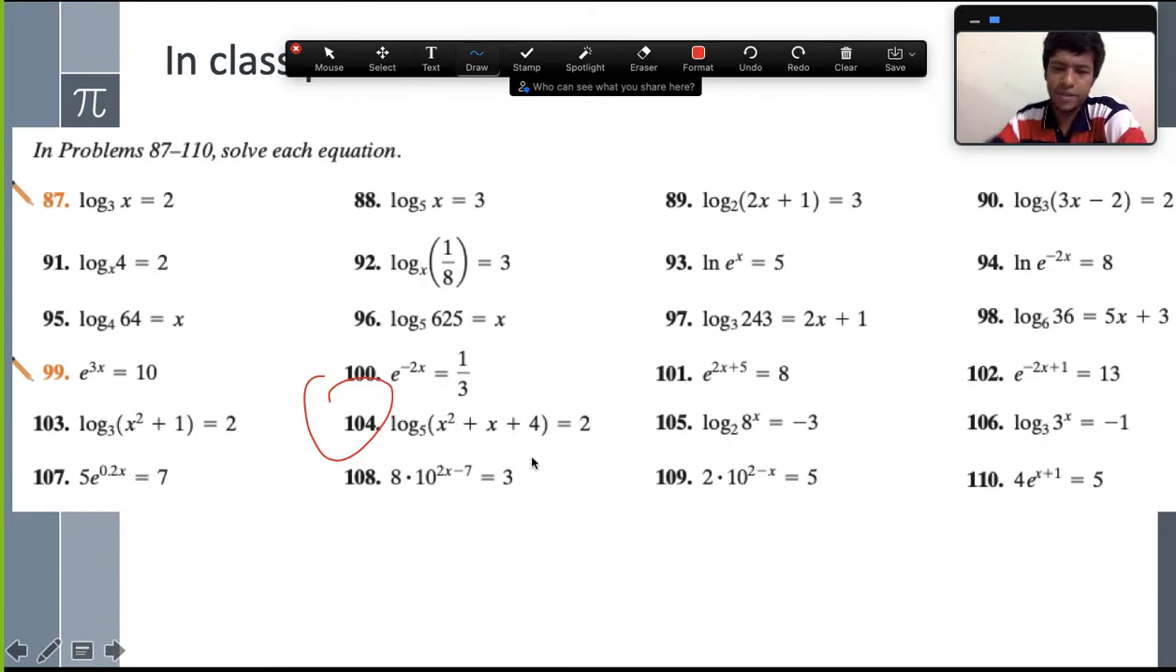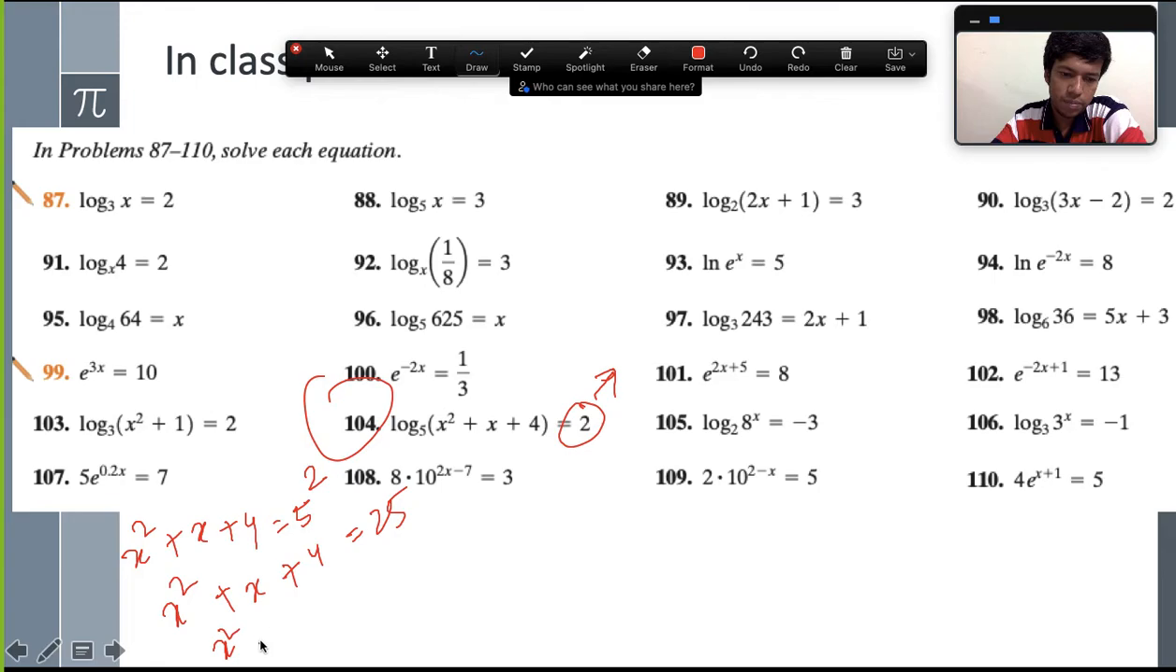Yeah, this one looks bigger. So how can we solve it? So x squared plus x plus 4 equals 5 squared, because the base will remain the base, and this goes to the square. This becomes the square. So you have x squared plus x plus 4 equals 25.